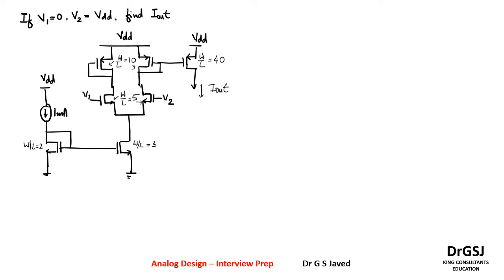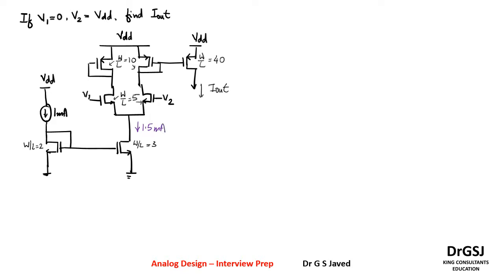This problem can be solved as follows. The bottom two transistors here act like a current mirror. In a current mirror, the ratio of the currents is directly proportional to the W by L ratios of the mirror circuits. So if in this branch there's a 1 milliampere current flowing through a W by L of 2, whereas in the W by L of 3 the ratio of the current is going to be 3 by 2, so it is 1.5 times the other current, so it is 1.5 milliampere.